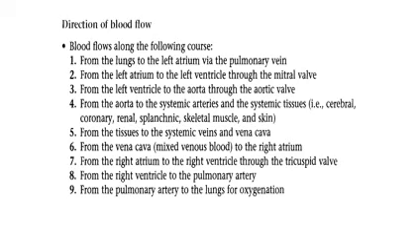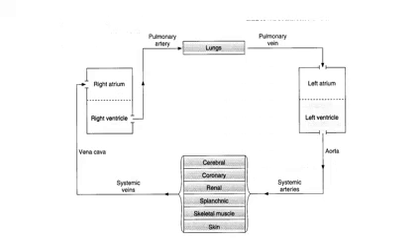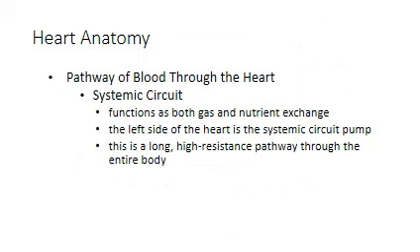So here the chart is given from the lung to the left atrium, left ventricle, aorta, and so on. I told in this slide that through the systemic circulation, the whole body is covered. So this part is nothing but the pulmonary circuit, and this whole part from the left ventricle here is the systemic circuit.